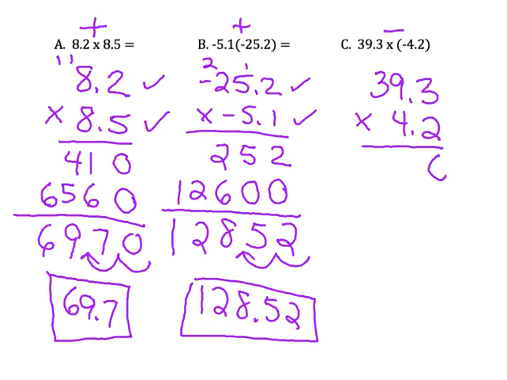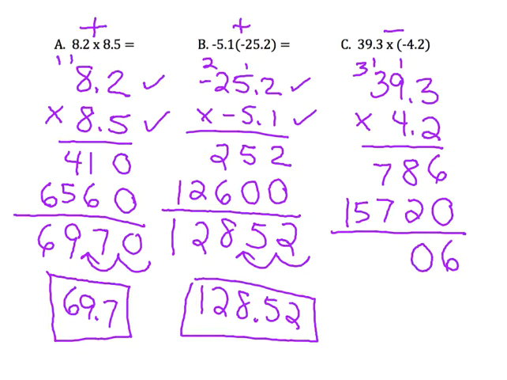3 times 2 is 6. 9 times 2 is 18. Carry the 1. 3 times 2 is 6 plus 1 is 7. Put a 0 in place. 3 times 4 is 12. Carry the 1. 9 times 4 is 36 plus 1 is 37. Carry 3. 3 times 4 is 12 plus 3 is 15. 6, 10, carry 1. 7 plus 7 plus 1 is 15. 1 plus 5 is 6. 2 digits. Answer is negative 165.06.